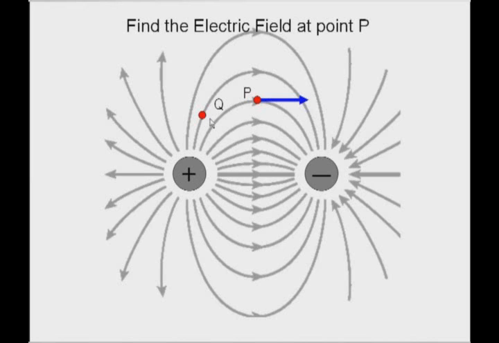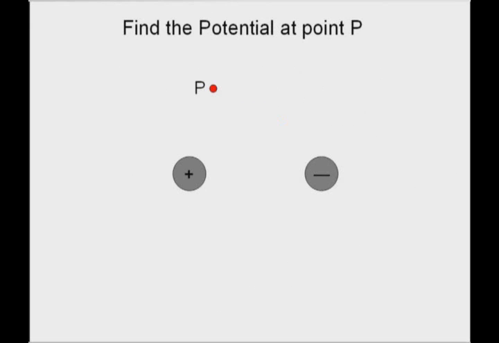So we could do the same thing. We could choose a point Q anywhere and follow that tangent line, and it shows us the direction of the sum of these two vectors being added. New things this week, we'll find the potential at point P. This one works a little bit differently.